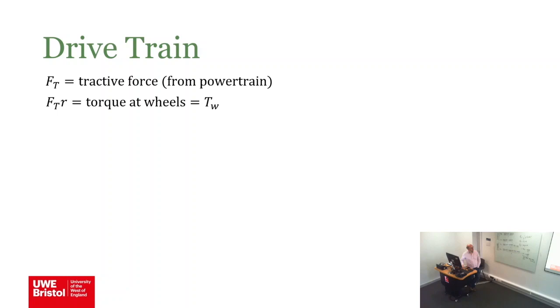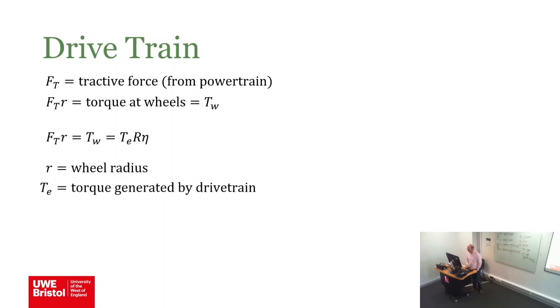And so if you take the tractive force and multiply it by the wheel radius, you get the torque requirement at the wheels. Now that has to go through a gearbox, which is going to give you a ratio, which is big R. And that gearbox will also have an efficiency, given by the symbol mu. And TE is therefore the torque in the engine.